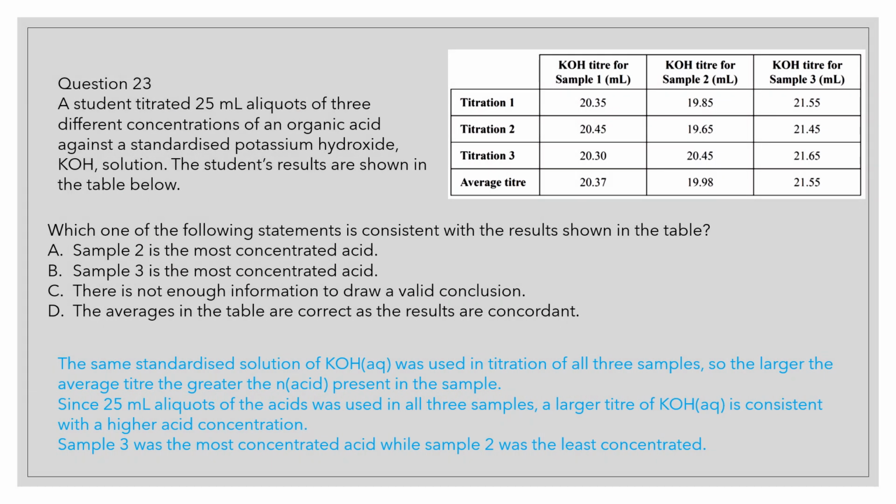3 different concentrations of an organic acid were titrated against a standard solution. The volume of these samples was the same, so the larger the average titre, the greater the concentration. Sample 3 had the most titration volume, so it is the most concentrated acid. However, all 3 titrations cannot give concordant titers, so the data were not valid, and D is incorrect.